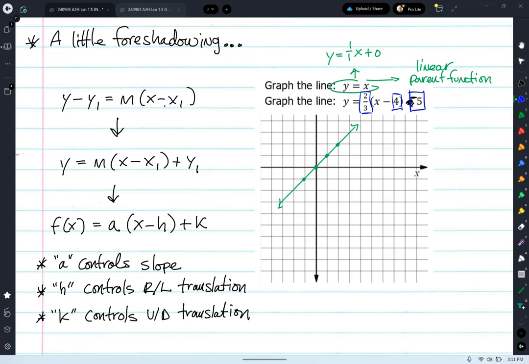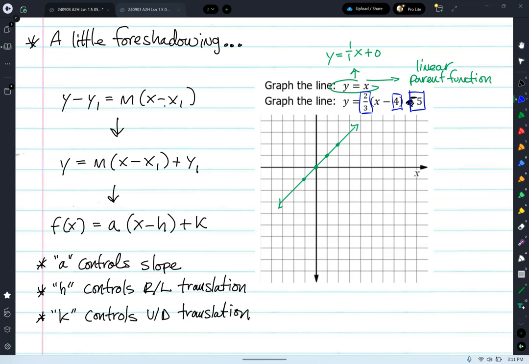I'm going to translate that y-intercept point according to my h and my k. So in this particular case, you can see the format following what we talked about with our point-slope, right? h is +4, k is -5. So that means I'm going to take my y-intercept that's at (0, 0), and I'm going to go 4 to the right, and then 5 down.